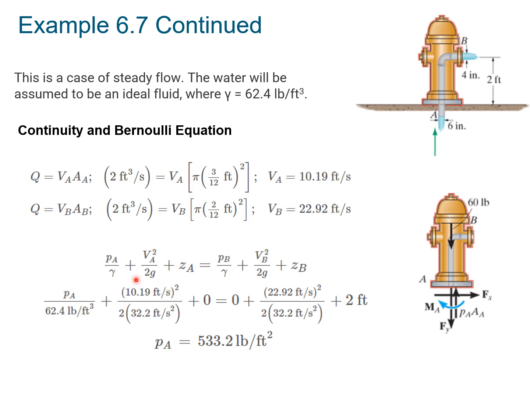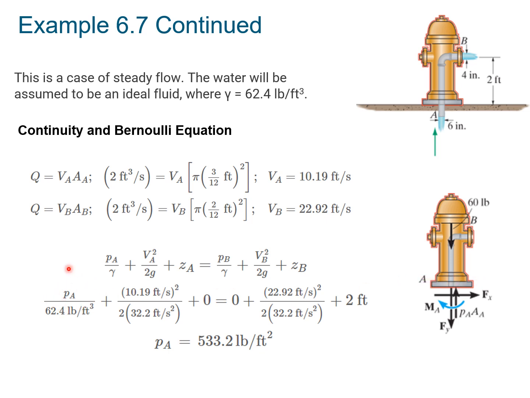We can also look at Bernoulli's equation from A to B. We can write our terms on both sides of the equation. The pressure at B is going to be 0, since that's where the water comes out. The velocity at B we calculated. Z of B is 2 feet. It's given in the problem. Z of A is 0, because that's our reference level down here at the bottom at A.